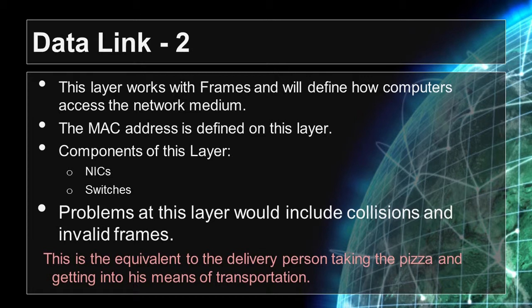Layer 2 is the data link layer. This layer works with frames and will define how computers access the network medium. The MAC address is defined on this layer. Components of this layer include network interface cards and switches. Problems at this layer would include collisions and invalid frames. This is the equivalent to the delivery person taking the pizza and getting into his means of transportation.